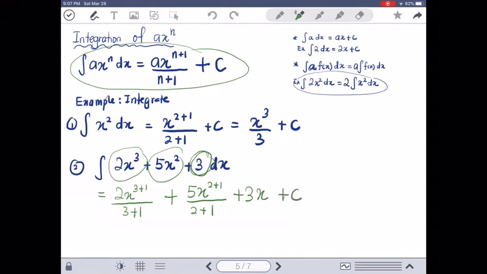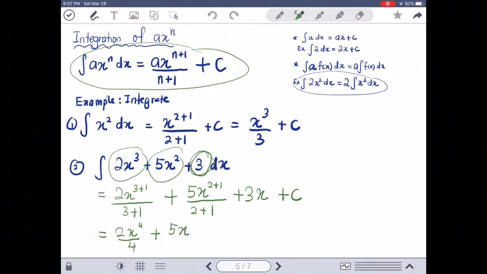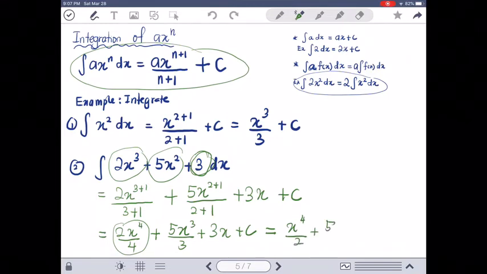3x plus c. Simplify everything, and we should get 2x to the power of 4 over 4 plus 5x to the power of 3 over 3 plus 3x plus c. You can simplify the first one, so we should get x to the power of 4 over 2 plus 5 over 3 x to the power of 3 plus 3x plus c. This is your final result.